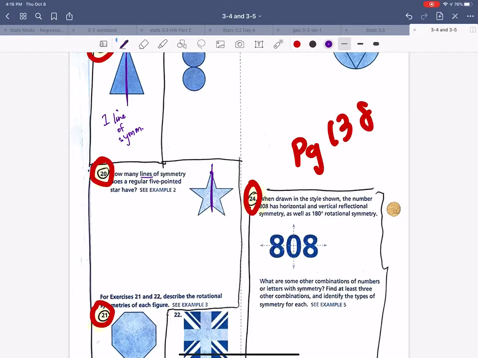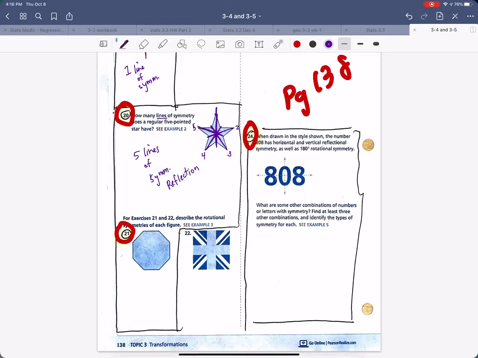So if I fold it here, right, that works. If I fold it here, that works. Here, that works. So I made the same number of lines. So this thing has the same amount of rotational symmetry as it does lines of symmetry. 5 lines of symmetry. And when I say lines of symmetry, I mean reflection symmetry or reflectional symmetry.